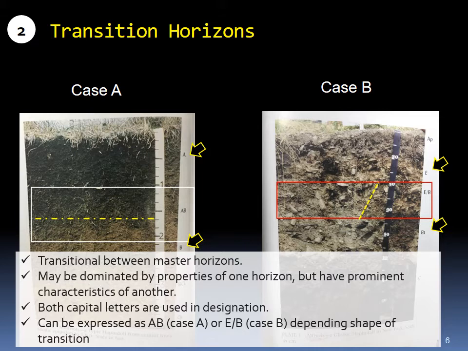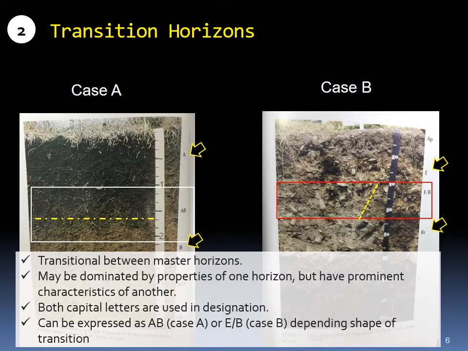In the second case, you would see that this transition is not parallel and smooth, but it's localized. So you would find that the properties of B is localized to the right side of the profile, whereas the properties of A is like this. And the transition between them, look at the color, it's like a slash. That's why for case B, we give it E/B.